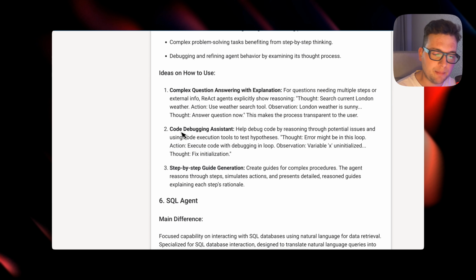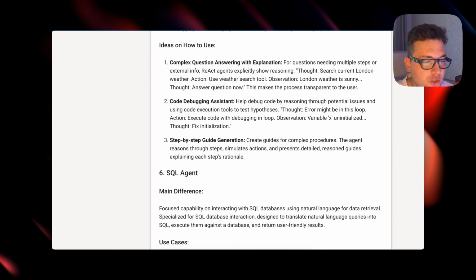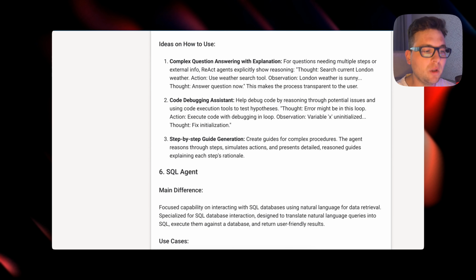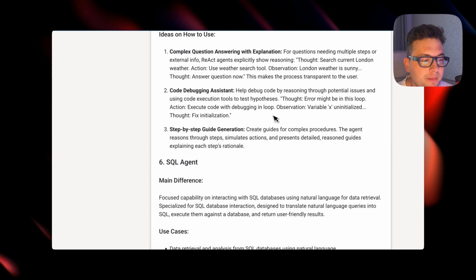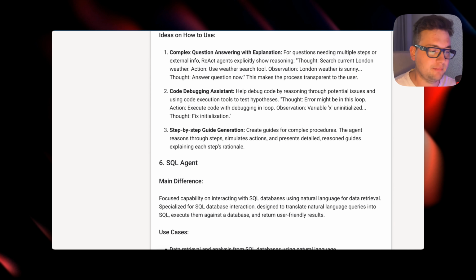Next one is code debugging assistant. It helps debug code by reasoning through the potential issues and using a code execution tool to test hypotheses. Thought: error might be in this loop. Action: execute code with debugging in loop. Observation: variable X, and so forth.